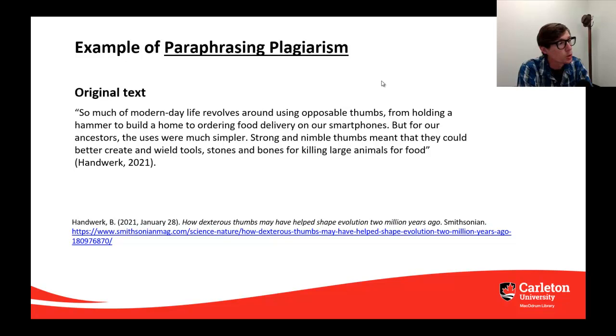So much of modern day life revolves around using opposable thumbs, from holding a hammer to build a home to ordering food delivery on our smartphones. But for our ancestors, the uses were much simpler. Strong and nimble thumbs meant that they could better create and wield tools, stones, and bones for killing large animals for food. So that's the original, and you can see that we have cited the original author here, and there's the citation.